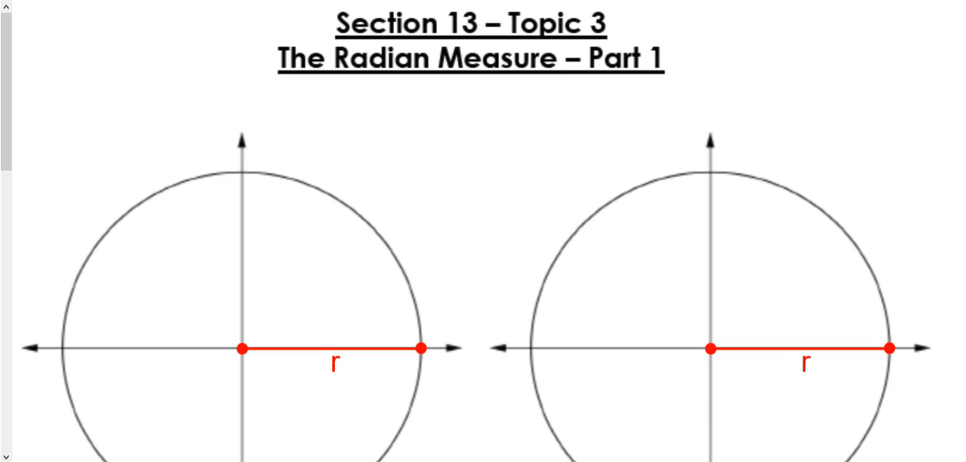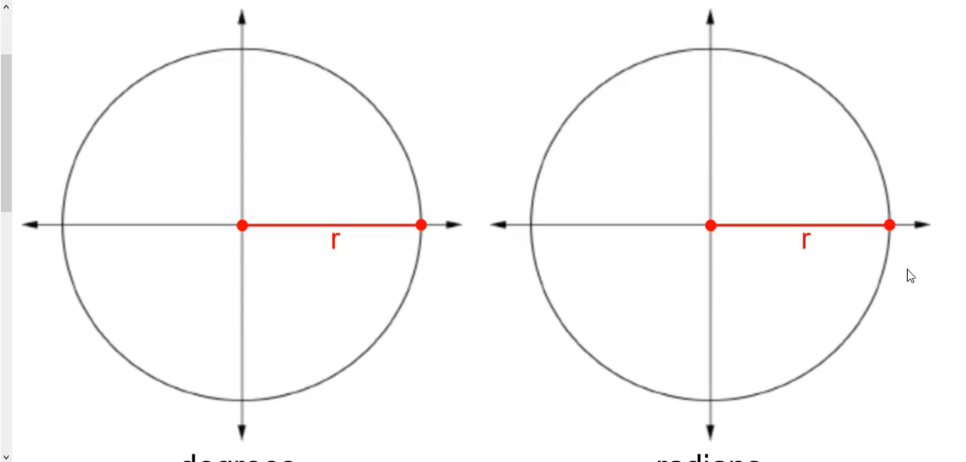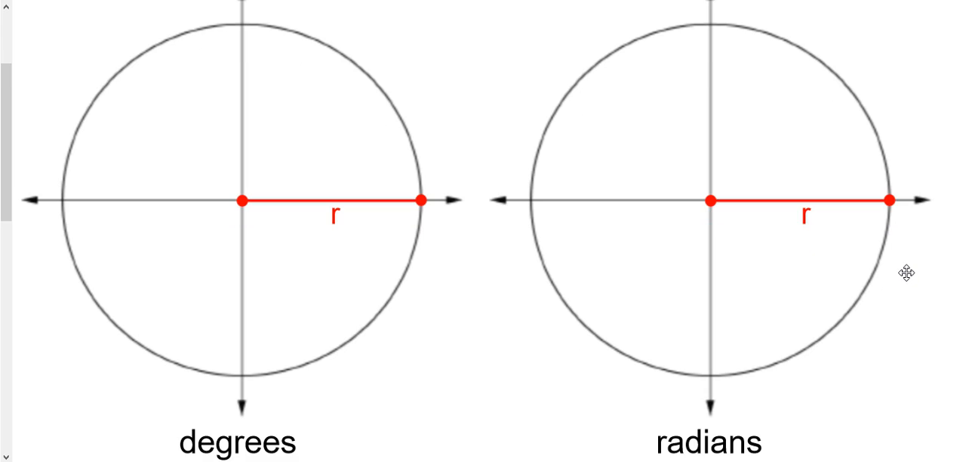All right. So first things first, we are getting a new type of measure that we're going to be dealing with. This thing is called a radian, and I'll explain what a radian is. First, I wanted to remind you how degrees work.